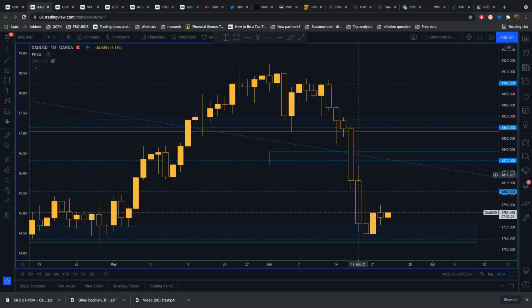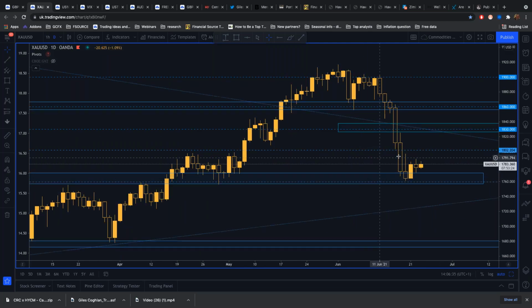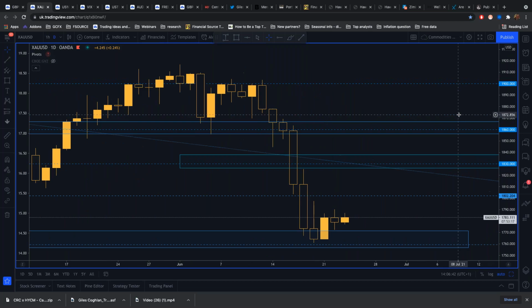What's happening with US interest rates? What's happening with tapering? If bond tapering looks likely, more gold downside. If bond tapering looks unlikely, more gold upside. So that's basically what I'm looking at, Syed.